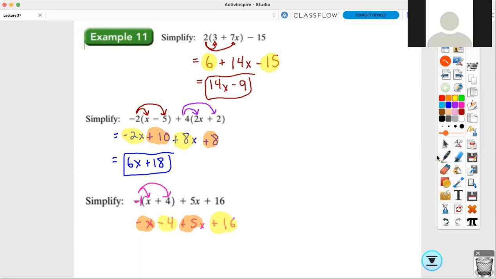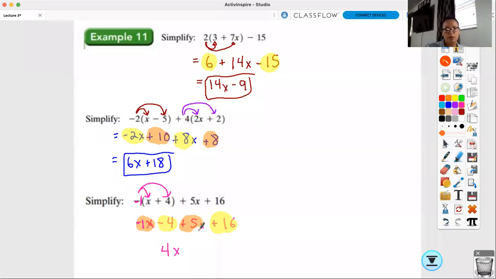What's -x plus 5x? You owe me an x, but you have 5 on you. So how much do you have left after you give me the 1? 4. Is it 4x or -4x? Positive 4x. Because you only owe me how much, guys? 1, but you have how much on you? 5. So are you gonna have 4 left or are you gonna owe me 4? Think about it. You're gonna have 4 left.